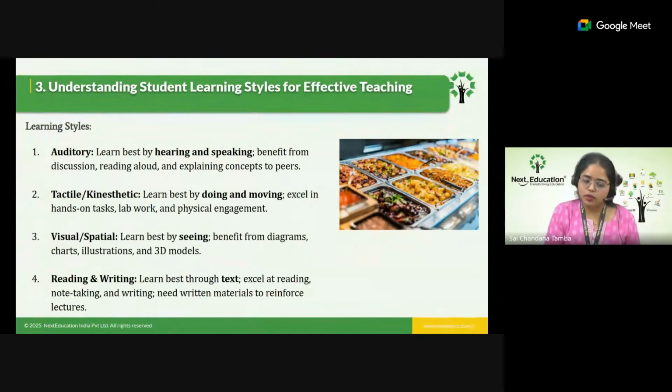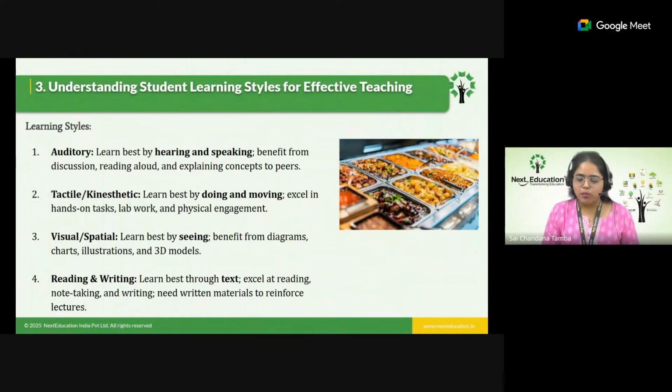And there are a set of students who prefer reading and writing. They learn best when they read and when they write text in their notebooks. They are especially good at reading, note making and writing, and also at using written materials to reinforce the lectures.